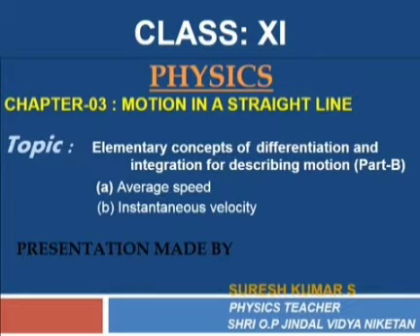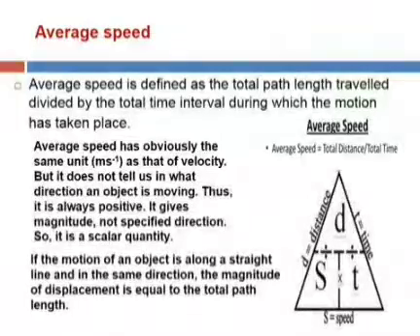Today, I would like to present the topic Elementary Concepts of Differentiation and Integration for Describing Motion, Part B. The subtopics are A. Average speed and B. Instantaneous velocity. As a continuation of our last class, when I had talked over the topic of uniform and non-uniform motion, for today's class, at first I would like to introduce the subject average speed.